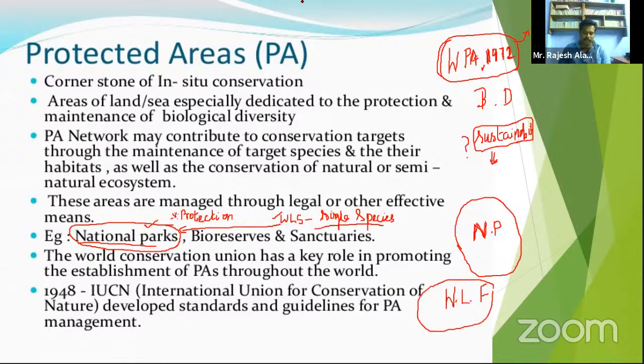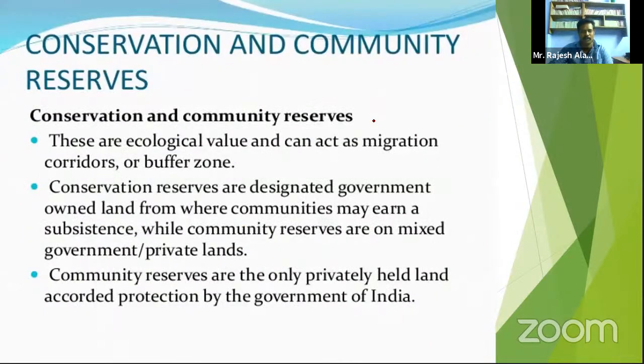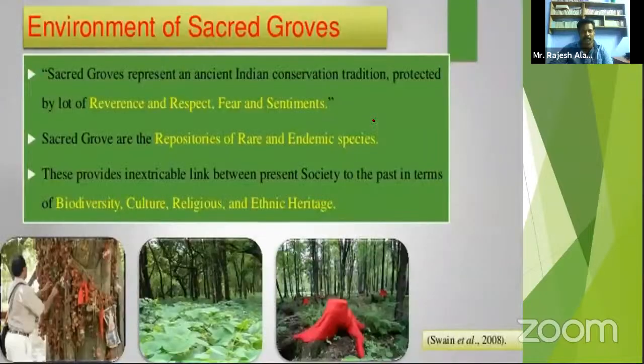So coming to this, we have national parks in India, more than 100 national parks. Wildlife sanctuaries, we have more than 550, because it is the total right of the state, right? So we have more wildlife sanctuaries than national parks. And other than this, we have conservation reserves, community reserves, and sacred groves. We will go one by one, sir. And the last one is the biosphere reserve.